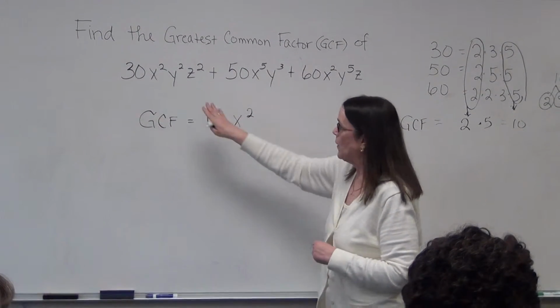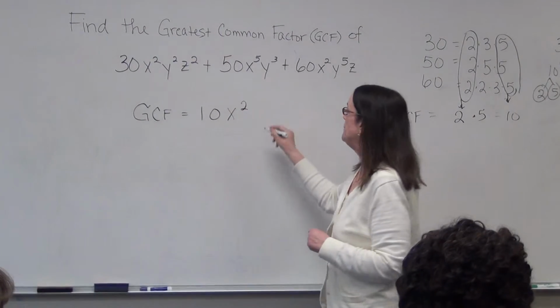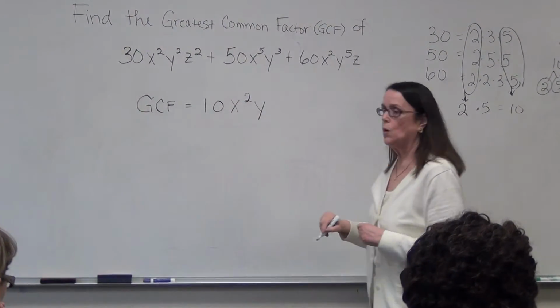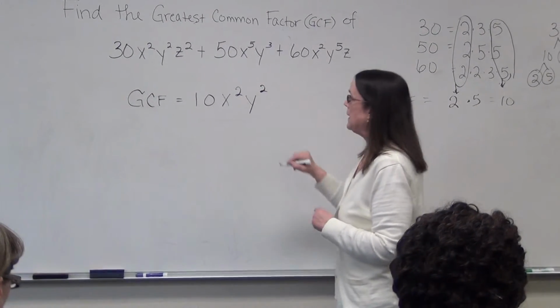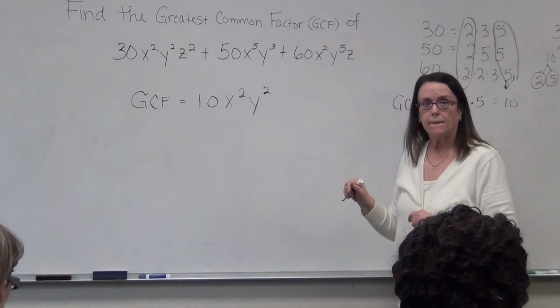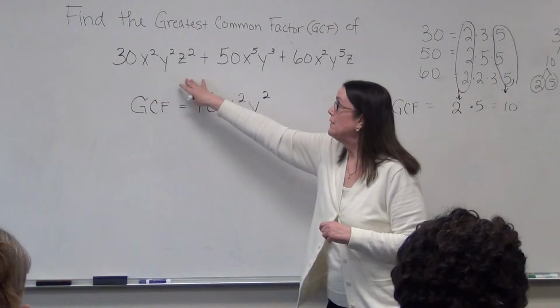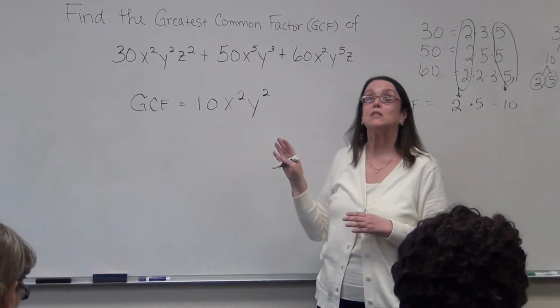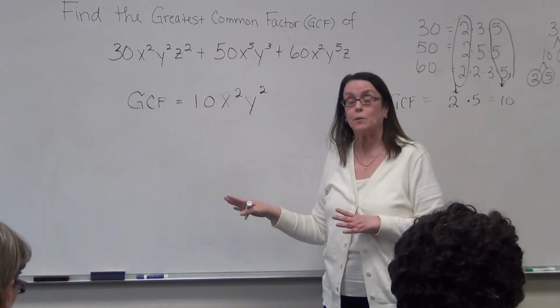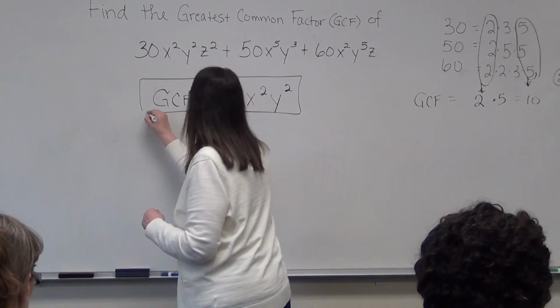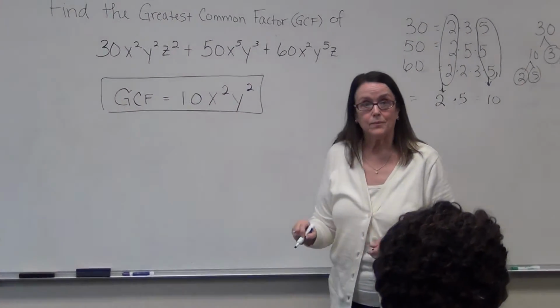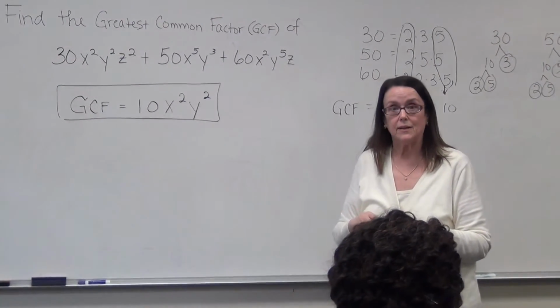What about y? Do we have y in all of them? Yes, y. And y to the lowest exponent is y squared. And what about z? Only 2 terms have the z. The middle term doesn't have it, so z is not part of that greatest common factor. So our greatest common factor is 10x squared y squared. Okay? Any questions on that?